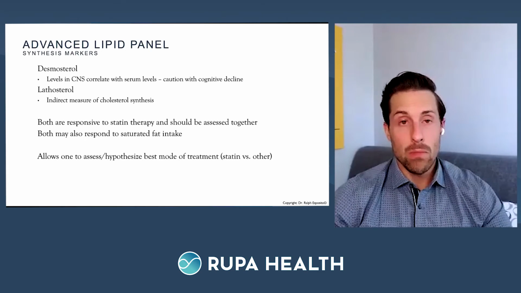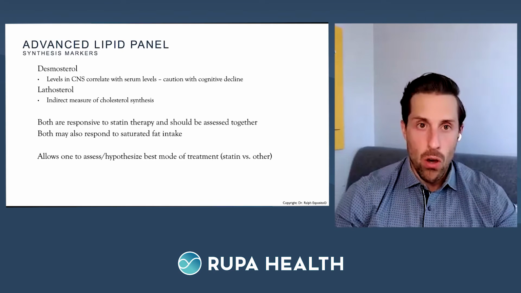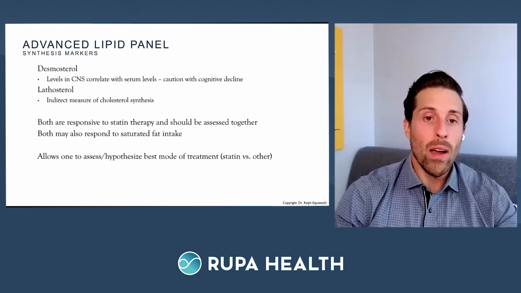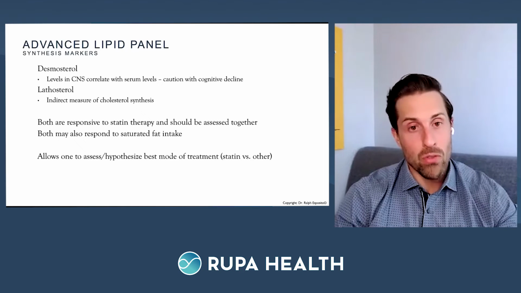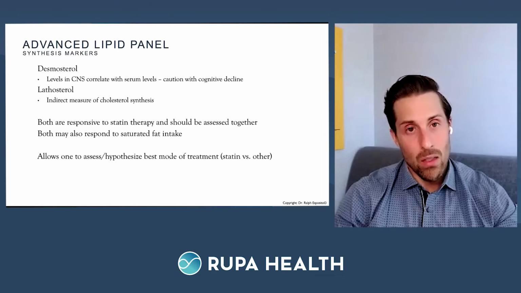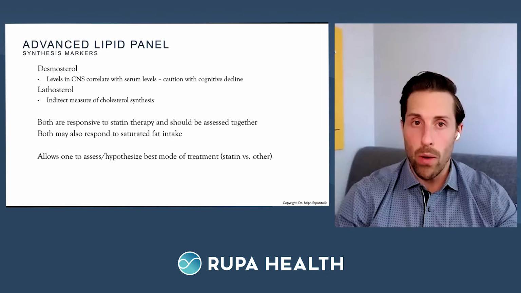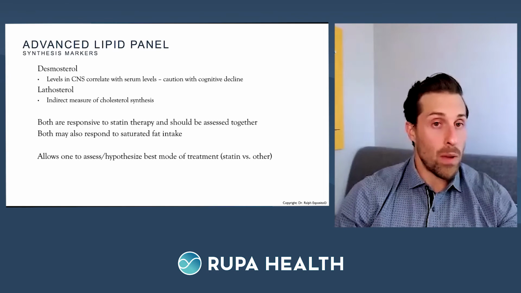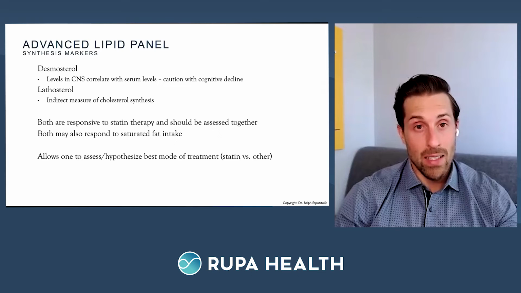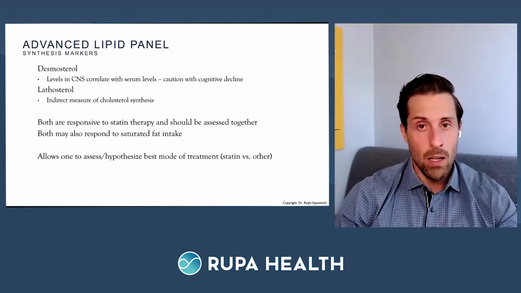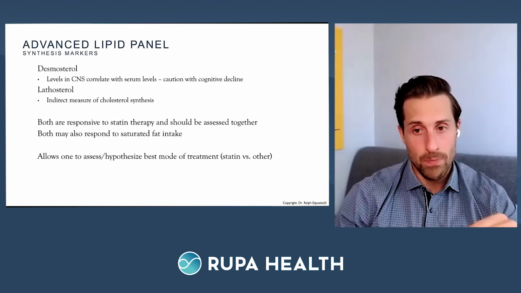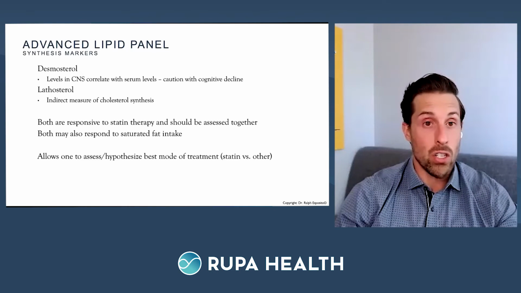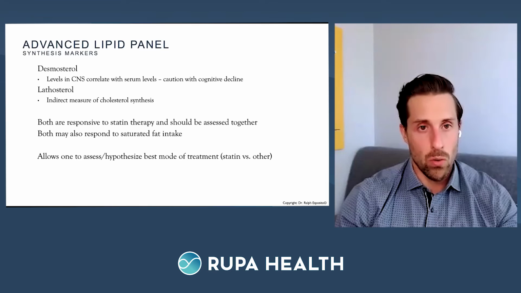We looked at the physiology of desmosterol and lathosterol, and if we can measure those, then we can talk about, well, if those are high, then we know that cholesterol synthesis is high, and what can we do to intervene or perhaps reduce those? And what we see is that those are responsive to statin therapy. So almost always, if you give somebody a statin, their desmosterol and lathosterol will decrease. And they also are responsive to saturated fat. So it's possible that saturated fat intake can cause an increase in cholesterol synthesis. It also has an impact on cholesterol clearance, which we'll talk about. But this allows one to hypothesize or assess what would be the best intervention for this individual. It's a personalized approach to lipid management.